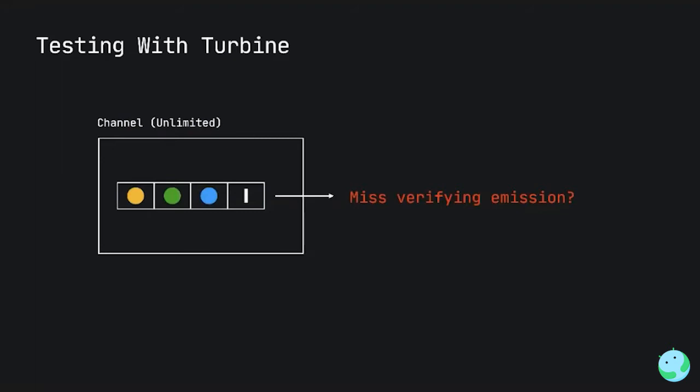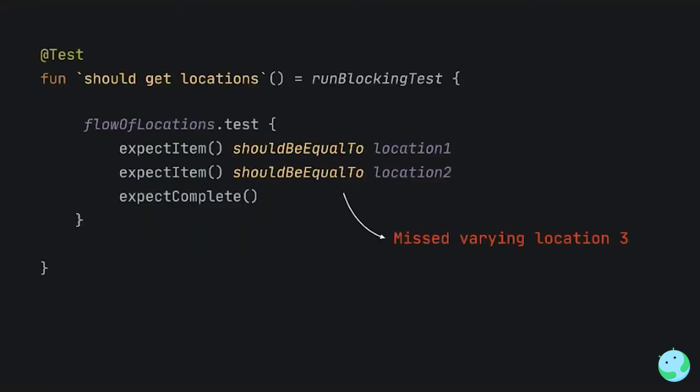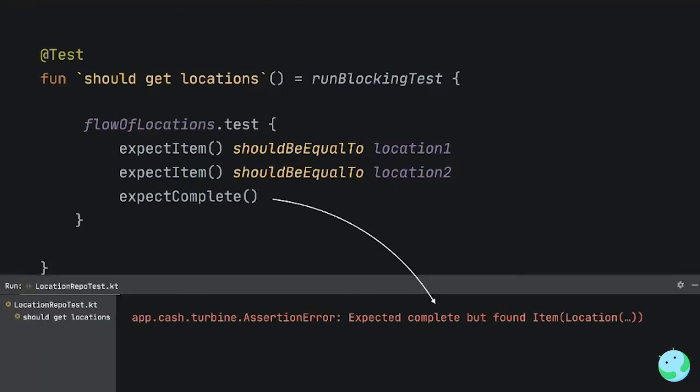So what if something was emitted by the flow in my test, but I forgot to verify it? It will give me an error. Suppose I didn't do expect item and verify the third data that was emitted. It will tell me that you are missing an assertion that something was emitted by the flow and you didn't do a verification on it.